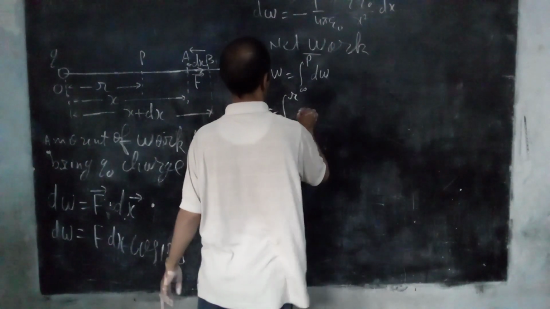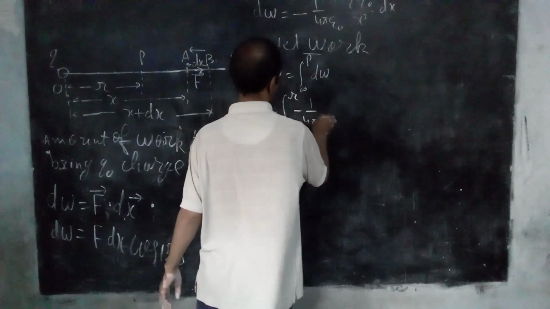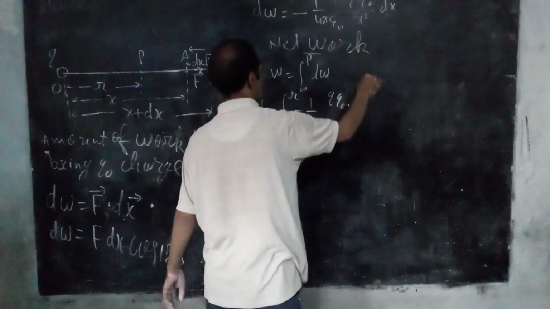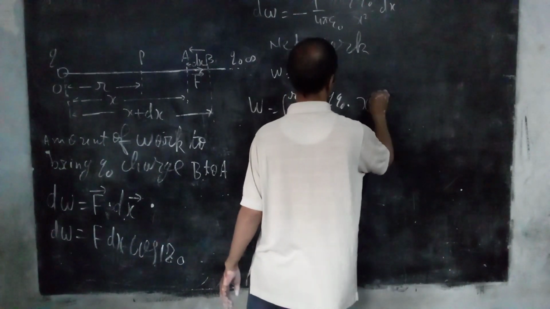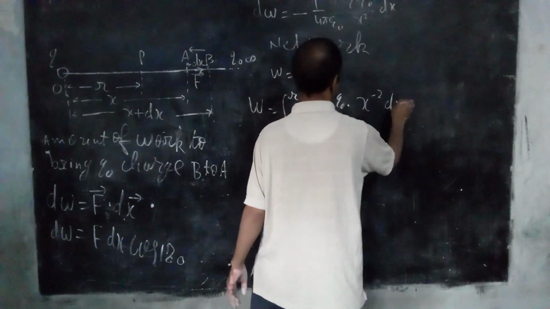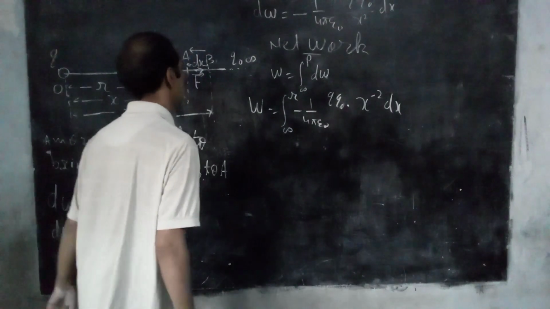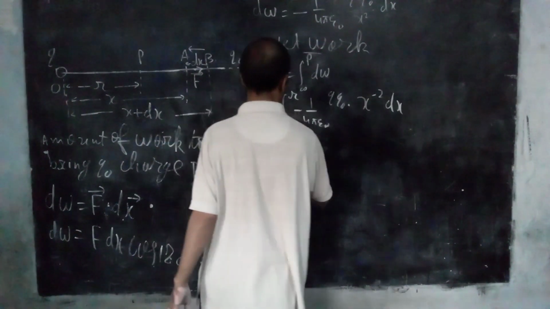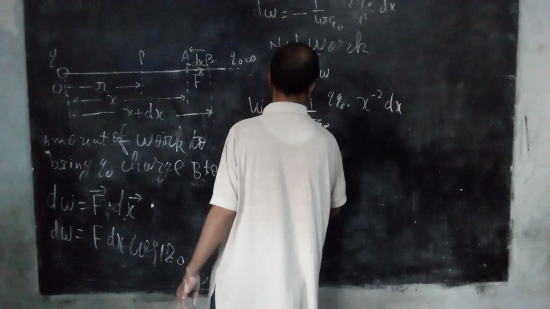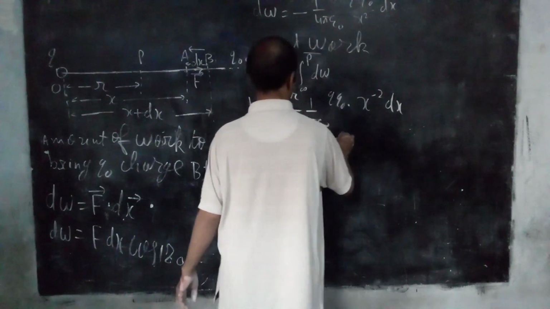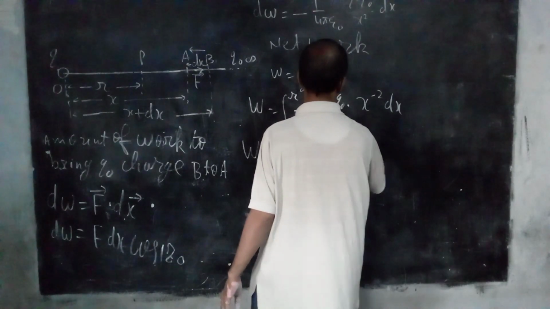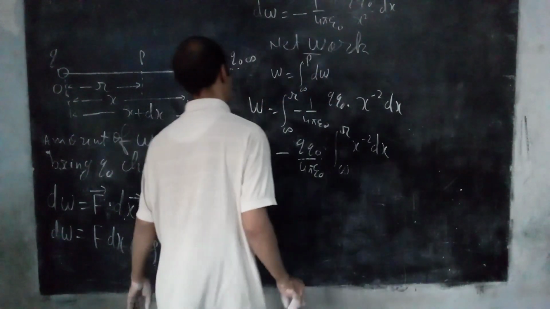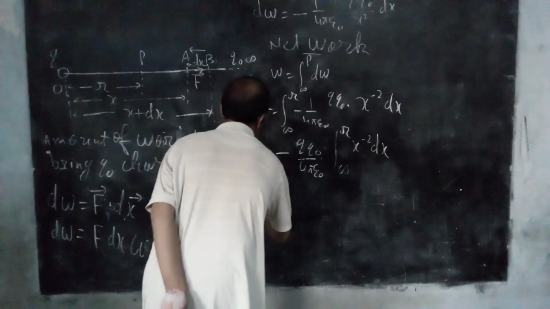Here dW is negative 1 upon 4 pi epsilon naught, q naught Q, taken 1 by x square. 1 by x square can be written as x to the power minus 2. So W equals minus q naught Q upon 4 pi epsilon naught, integration from infinity to r of x to the power minus 2 dx.